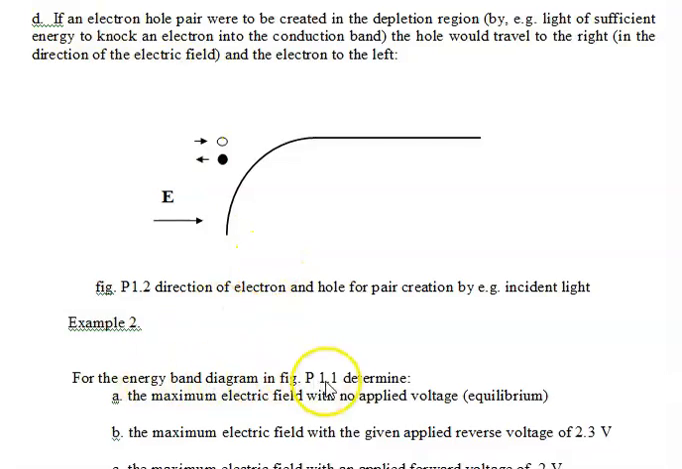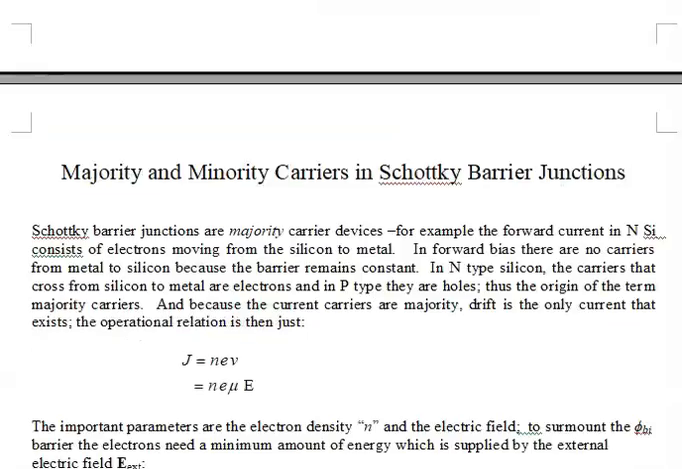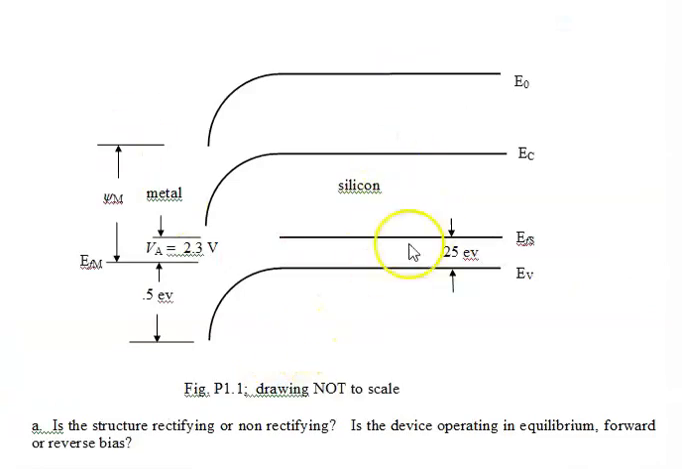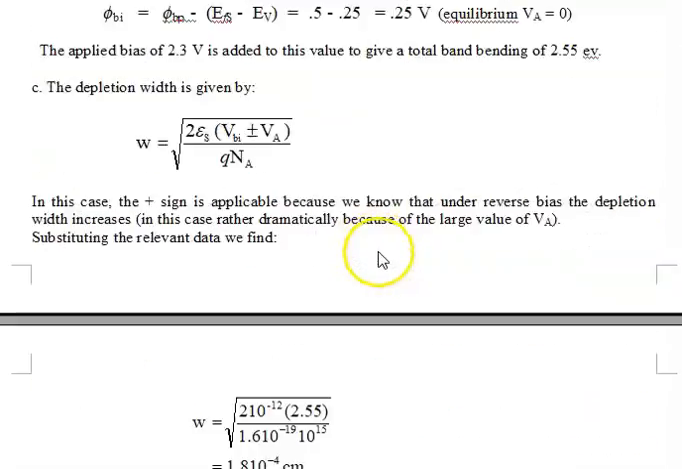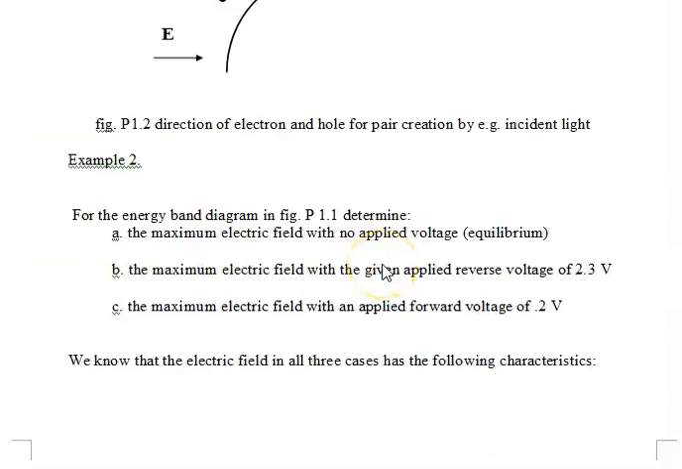Okay, so for example 2, we go back to our original picture. Somewhere here. There it is, right here. And we're asked 3 things. Determine the maximum electric field with no applied voltage, in other words, at equilibrium. The maximum electric field with the given reverse applied voltage of 2.3 volts, and the maximum electric field with applied forward bias of 0.2 volts.